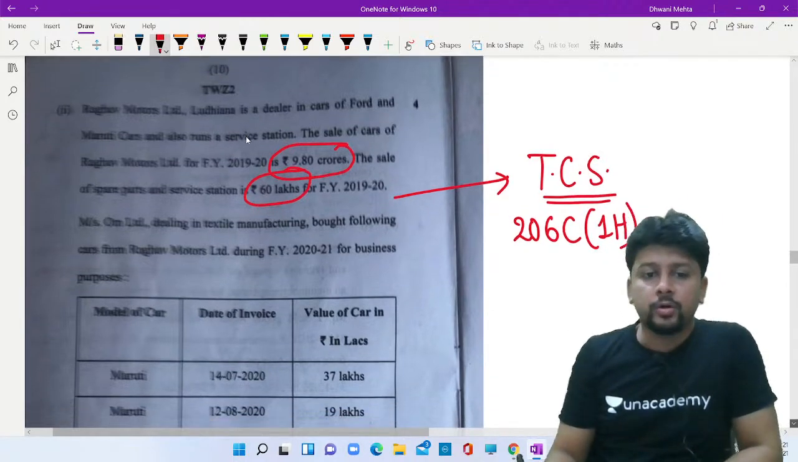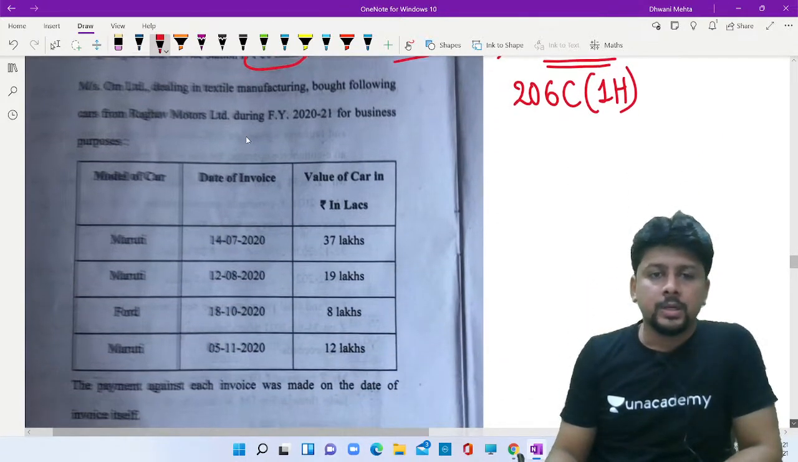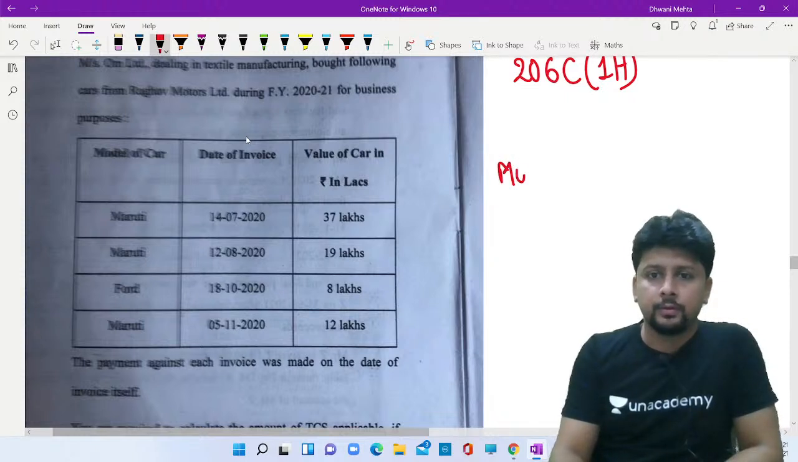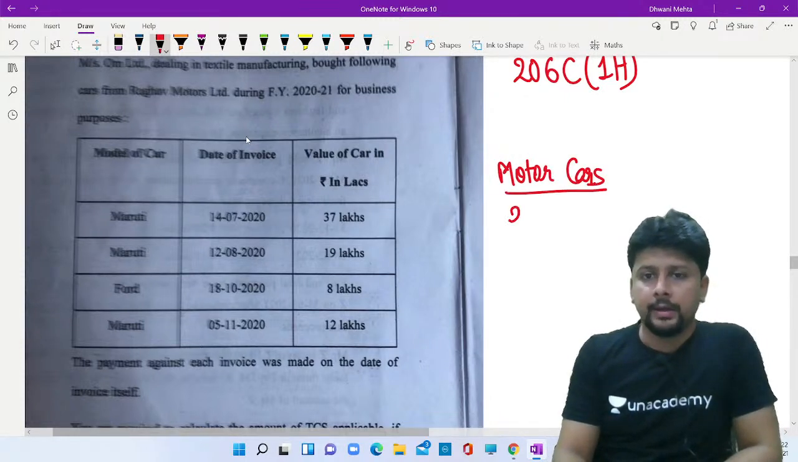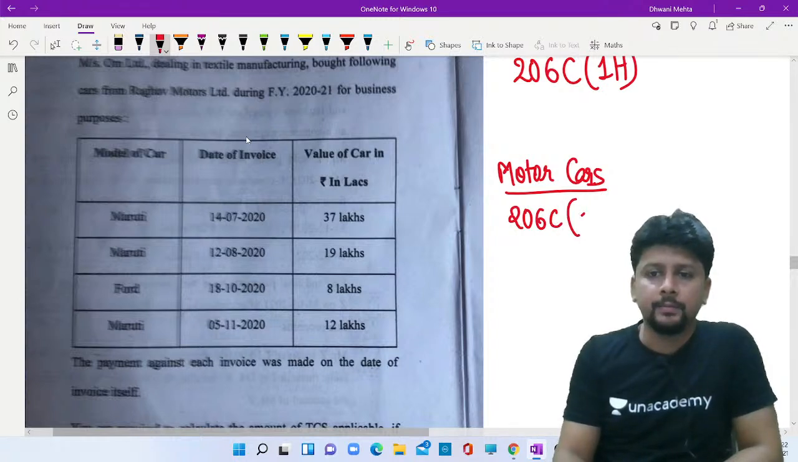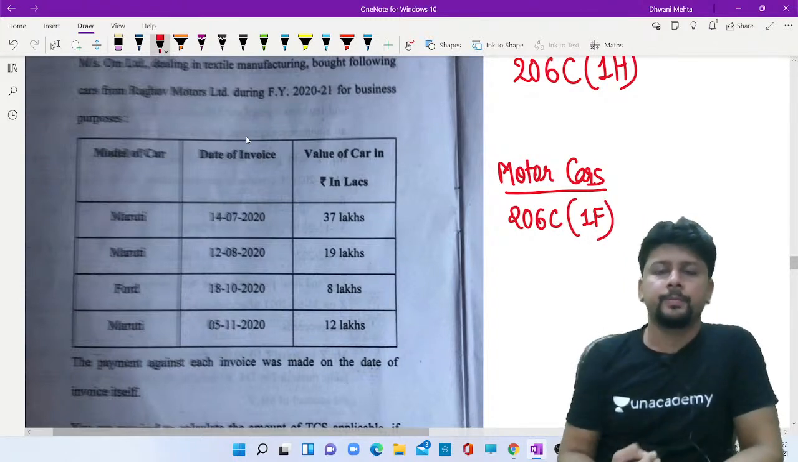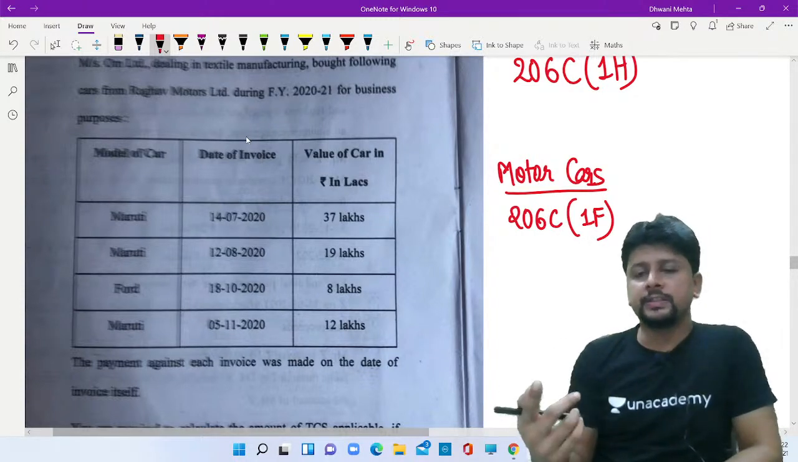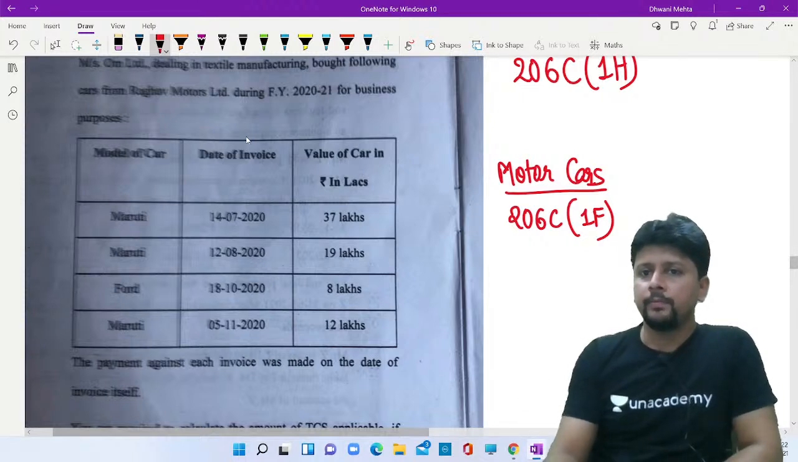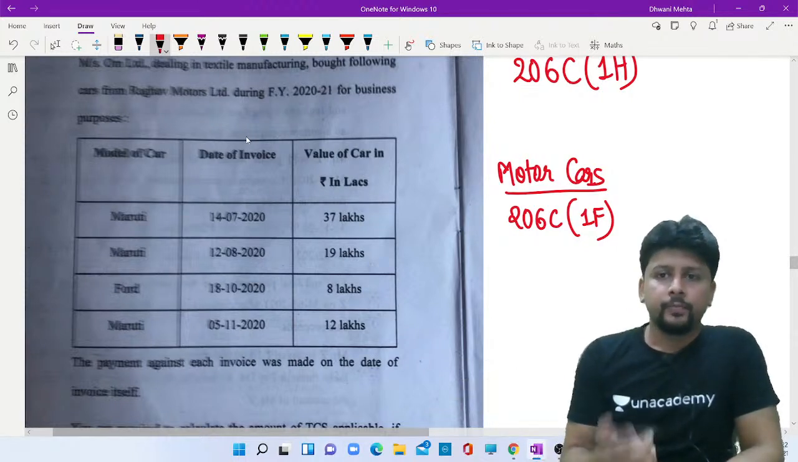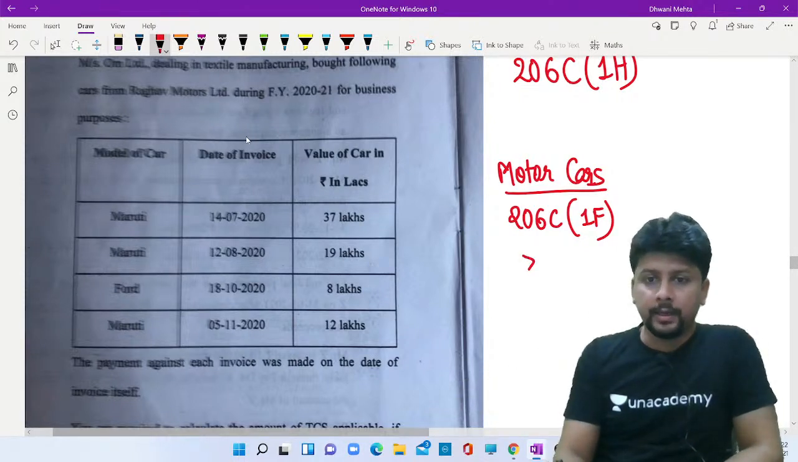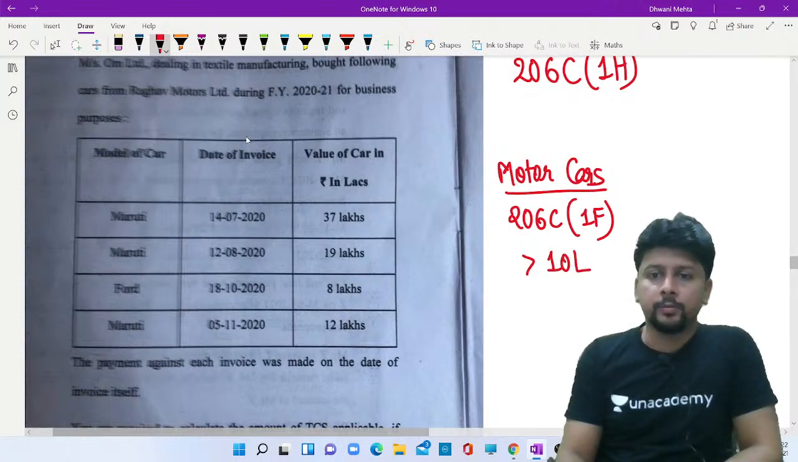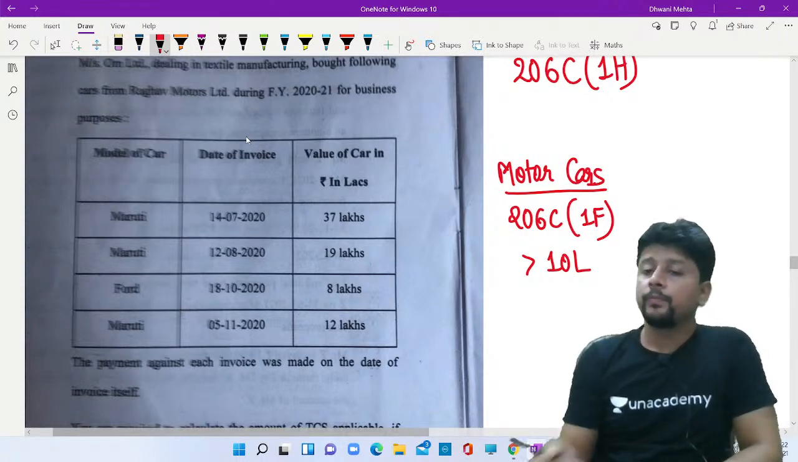There was sale of motor cars. Now when there is sale of motor car, it is covered by 206C 1F. And 206C 1F, if it is applicable, then 1H will not apply. But for 1F to apply, the sale value of the motor car should be above 10 lakhs.